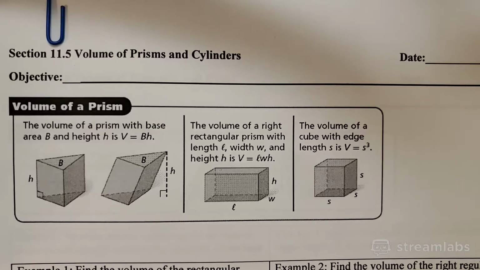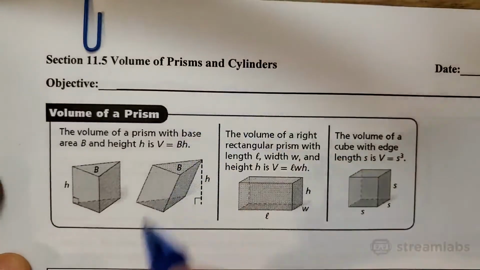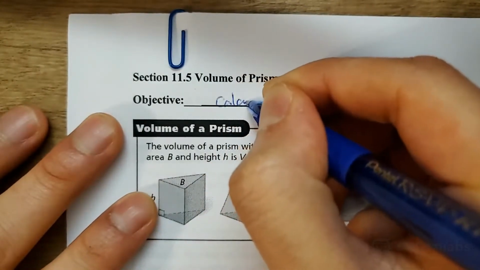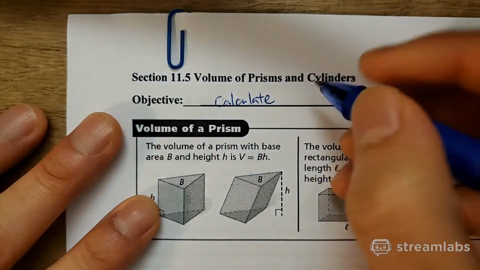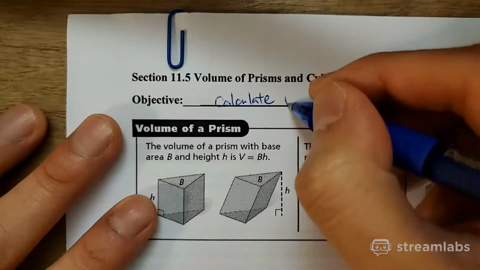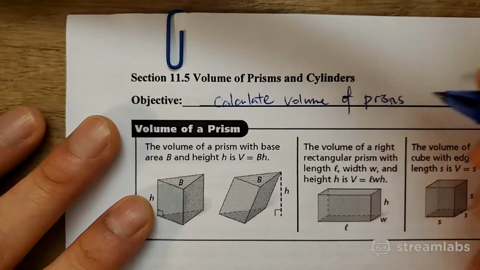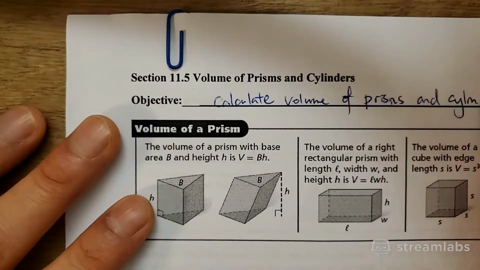The reason why we're doing that is because I think it makes sense to talk about 11.5 and 11.6 together. You'll see. Okay, so let's get started. Today we're going to talk about volume, and the first thing we're going to talk about is volume of prisms and cylinders. So that's the first thing in 11.5. We're going to calculate volume of prisms and cylinders.